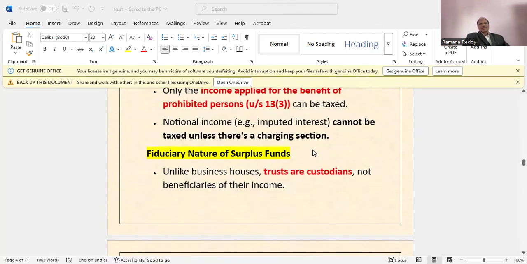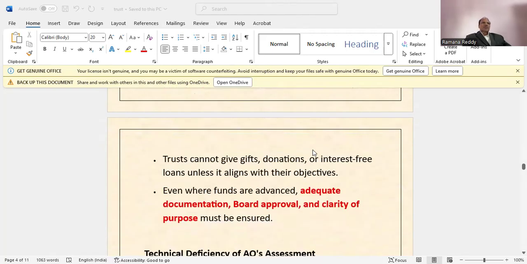Fiduciary nature of surplus funds: unlike business houses, trusts are custodians, not beneficiaries of their income. So a trust cannot give gifts, donations or interest-free loans unless it aligns with its objectives. Even where funds are advanced, adequate documentation, board approval, and clarity of purpose must be ensured.